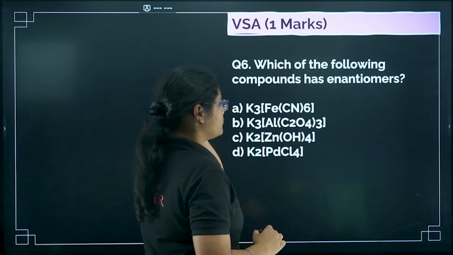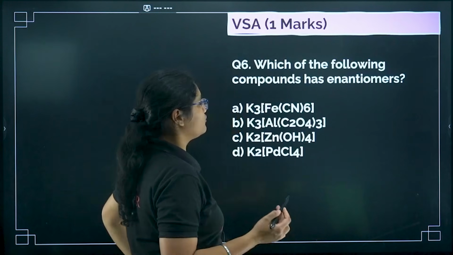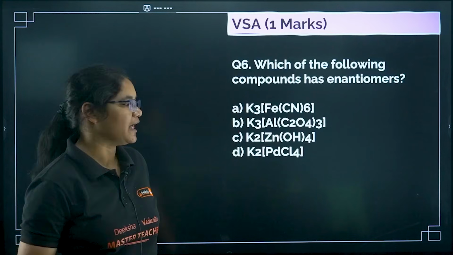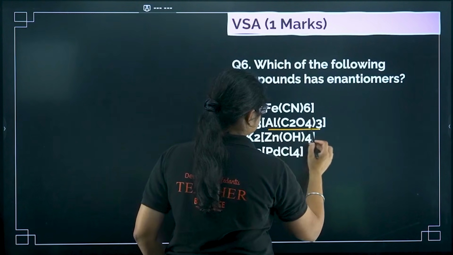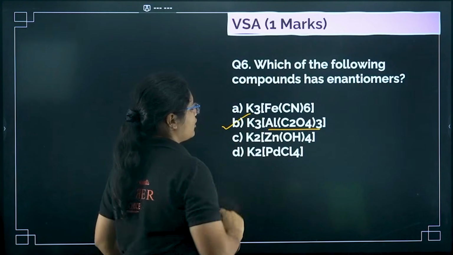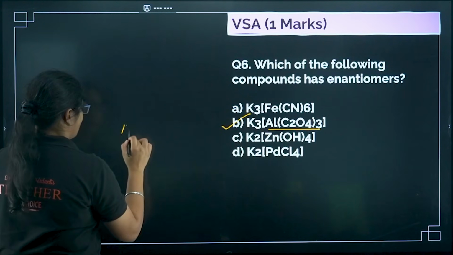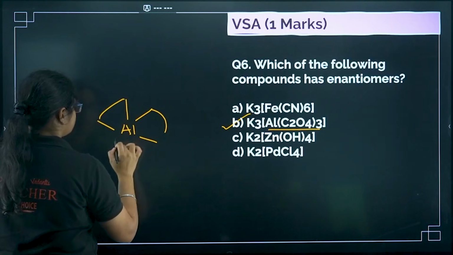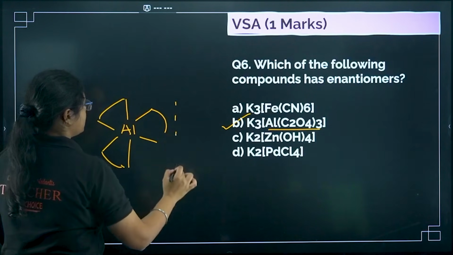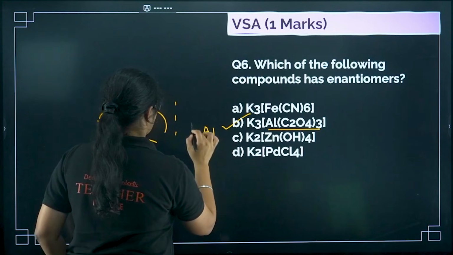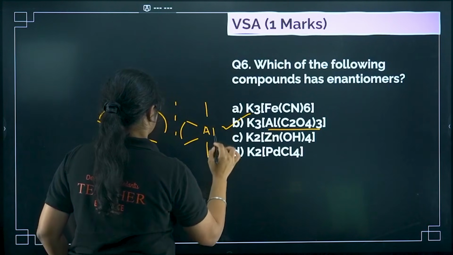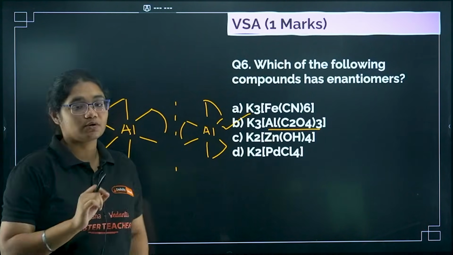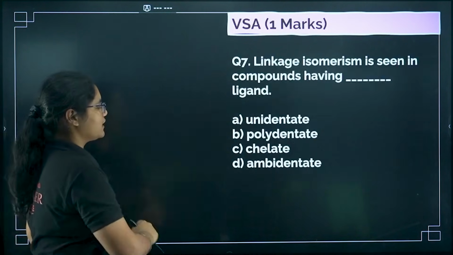Next, which of the following compounds has enantiomers? Any compound which has a non-superimposable mirror image will have enantiomers. Here you can see this compound will show enantiomerism, so that is why option number B. Now if you see the structure of aluminium, C2O4 is a didentate ligand, so I will draw it like this. Now if you draw the mirror image of this one, it will be in this form. So that is the mirror image enantiomer of this one and non-superimposable. So option number B will be the correct answer.